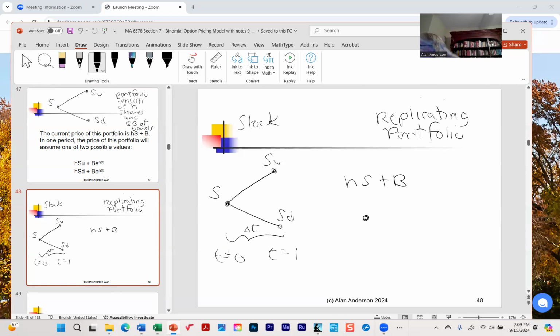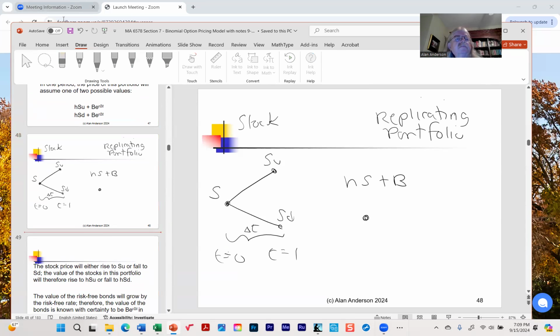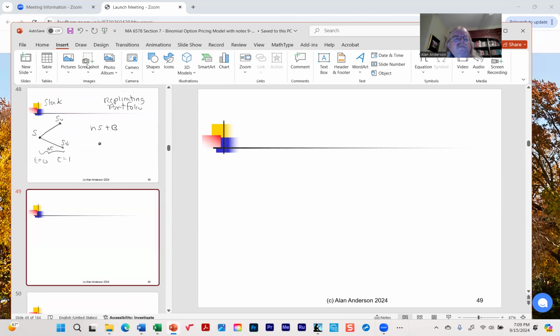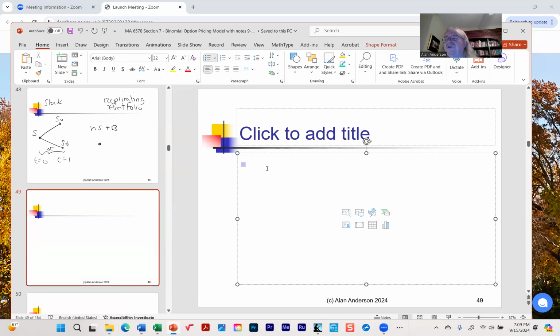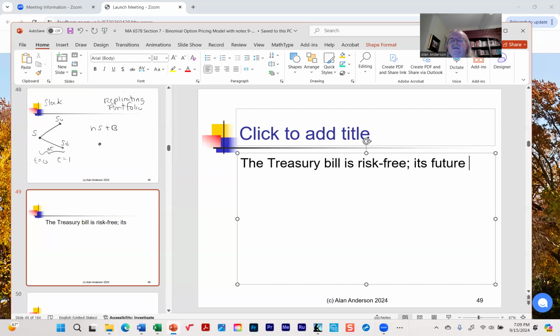Now, here's what I want to point out before we go any further, just as a quick reminder: this is a risk-free security, the Treasury bill we're looking at. Its future value is known with certainty, because the cash flow is guaranteed.